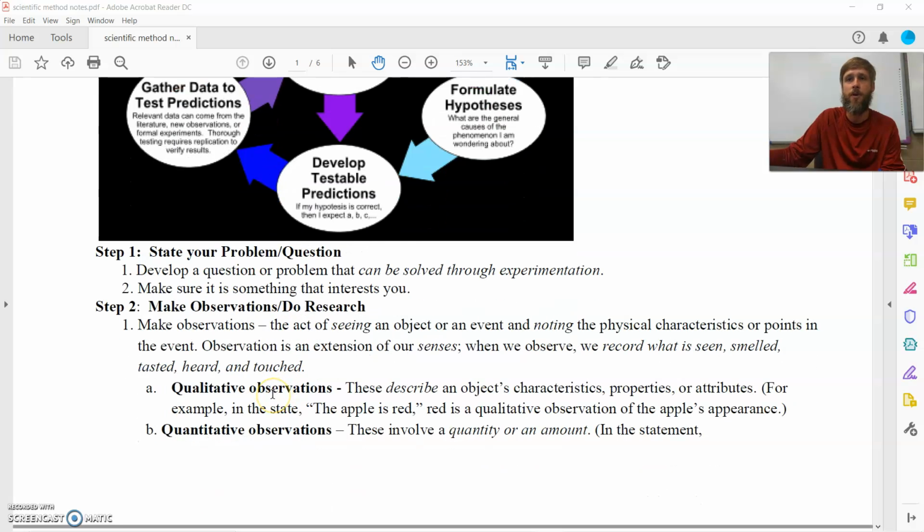So, the first step of the scientific method is to state your problem or your question. Develop a question or problem that can be solved through experimentation. Make sure it is something that interests you. That's a very important step.